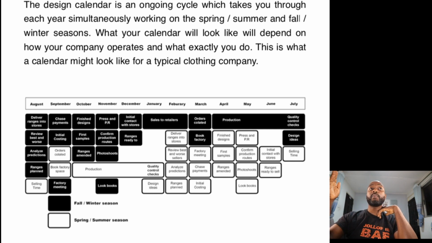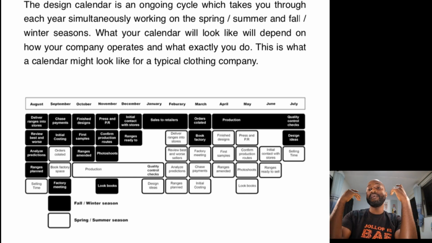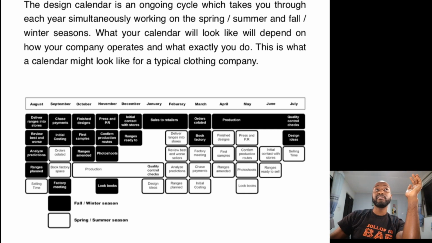By November, you're doing your press and PR. You confirm production routes, where the production is coming from. You do your photo shoot, you do your lookbooks. December, initial contact with stores. And then you're doing your ranges already by December. January, you sell into the retailers, you deliver the ranges to the store, they review the best and the worst, they analyze predictions, ranges are planned. Same thing in March, and so on and so forth. So really, you need to understand the seasons and what kind of seasons you want to go with.